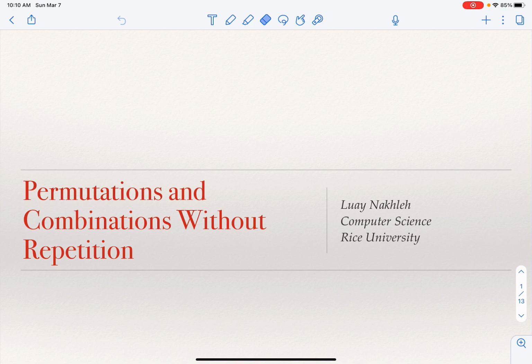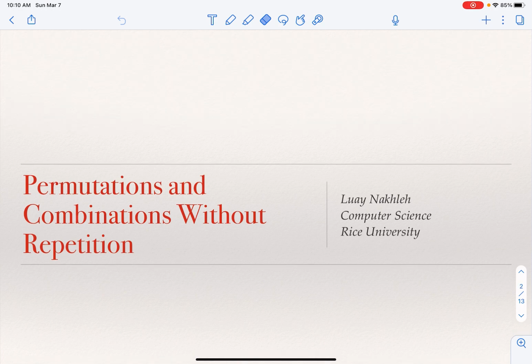In permutations, we care about the order. So if you give me A first, then B, it's different from giving me B first and then A. This is a permutation. In a combination, there is no difference. You are giving it to me as a set. So when you give me A and B, it doesn't matter in what order you gave them to me. Okay, so this is what this is about.